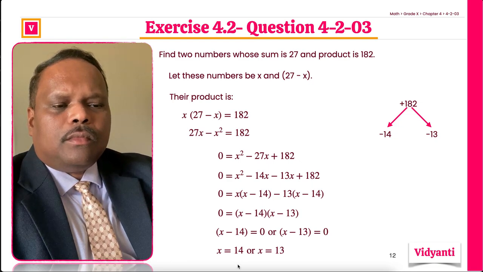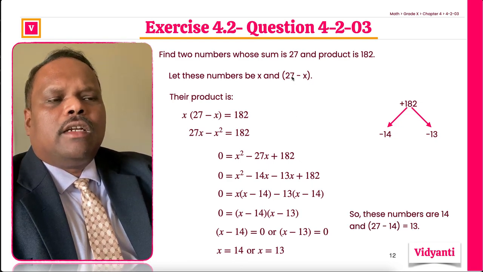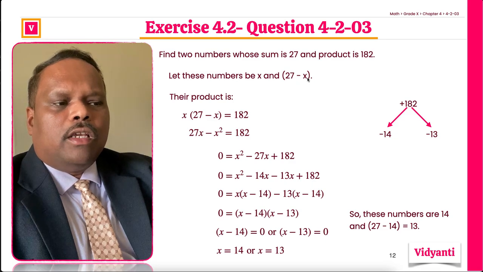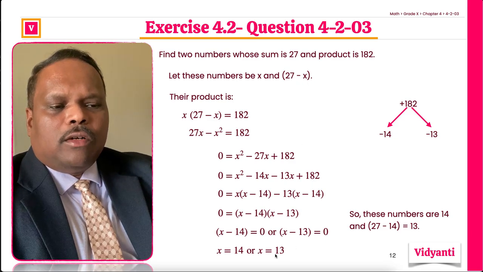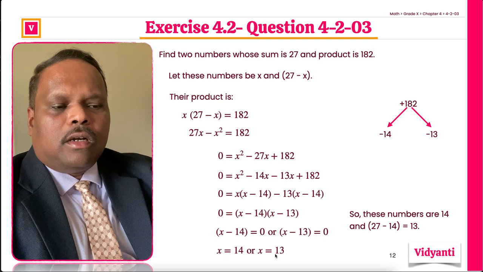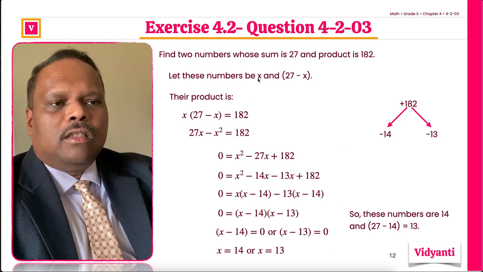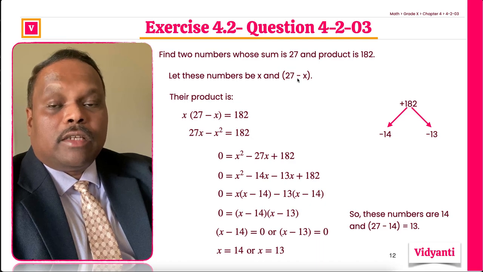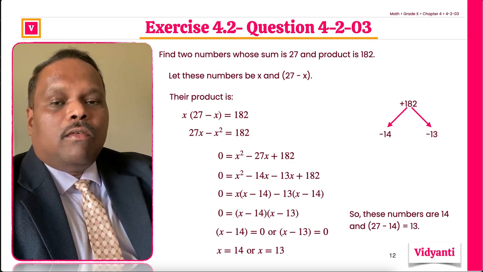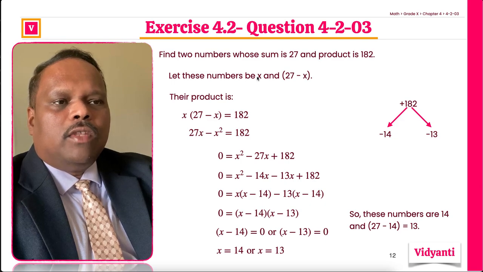Then if x is equal to 14, the second term will be 27 minus 14, which is 13. But then you will say, oh wait, there is another solution. Okay, you can take that solution also. If x is 13, then this will be 13 and this will be 27 minus 13, that would be 14. So one of the numbers is going to be 13. If this is 13, this will be 14. Or if this is 14, this is 13.